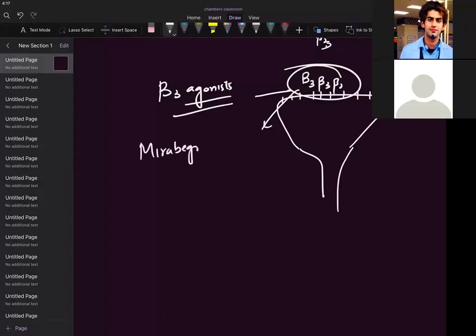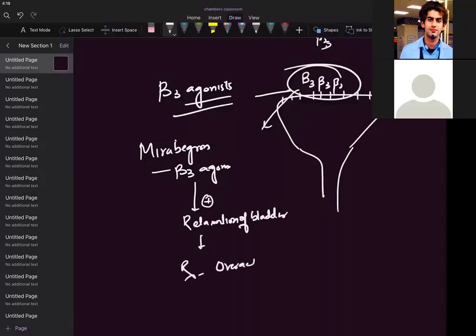Mirabegron is a beta 3 agonist. What it does, it will cause relaxation of the bladder. That means it's used for the treatment of overactive bladder. Okay. So I hope I've understood. We will be continuing this topic in the next discussion.